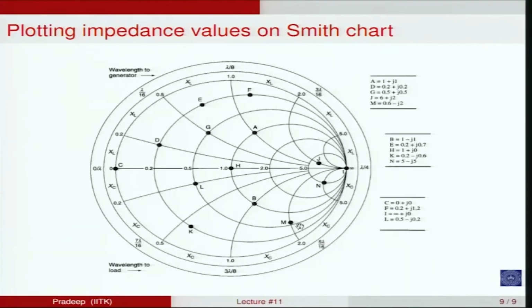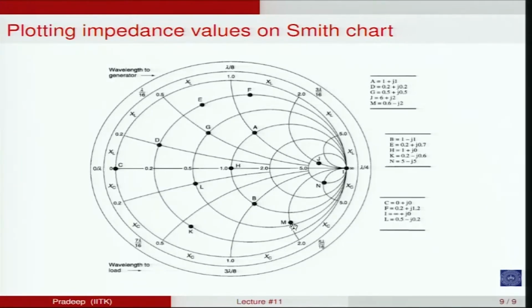What about M? M will actually be slightly higher than 0.5, because if you actually draw a circle out here, it will be slightly greater than 0.5, although it is not shown. So this would be say 0.6, and then on the X reactance this is at 2. So this is 0.6 minus j2. So this is the value of M.